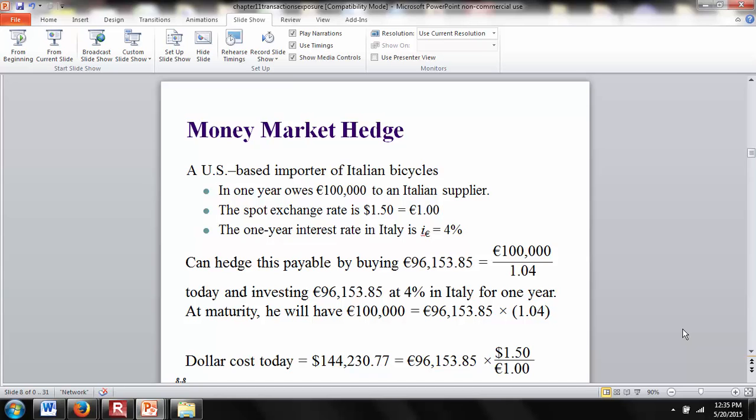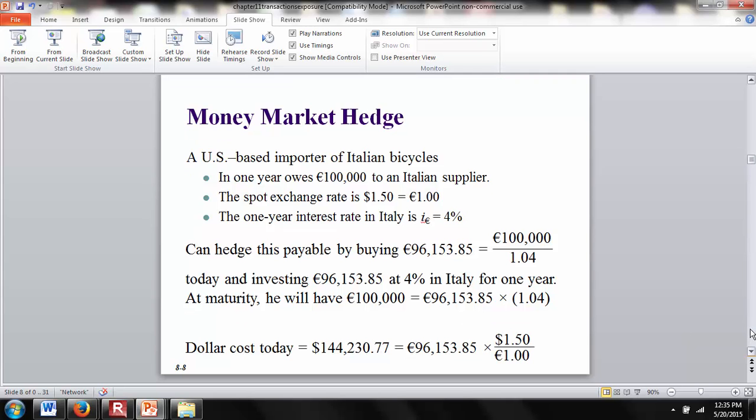So the steps are very clear. Find the present value of the payment in foreign currency, that is the 100,000 divided by 1.04, and then find the cost at today's exchange rate. And that gives you the cost today.